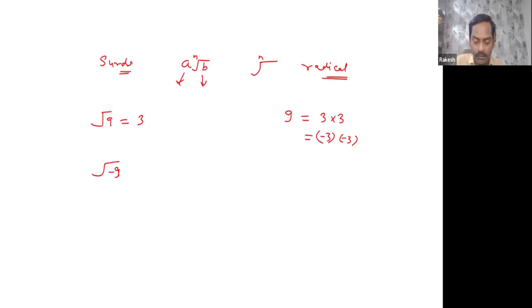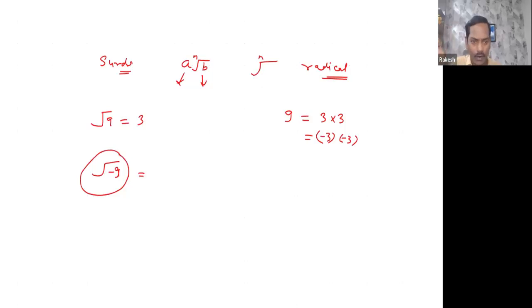Don't take two different numbers. Try to take two same numbers and figure out whether their multiplication is -9 or not. I'm sure you will never be able to find it. Why so? Because there is no such number, no two same numbers, where the product is negative. So under root of -9, I have written it, but is it comprehensible? Can I simplify it? The answer is no, right?